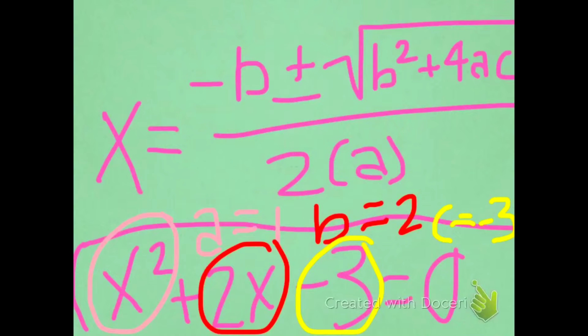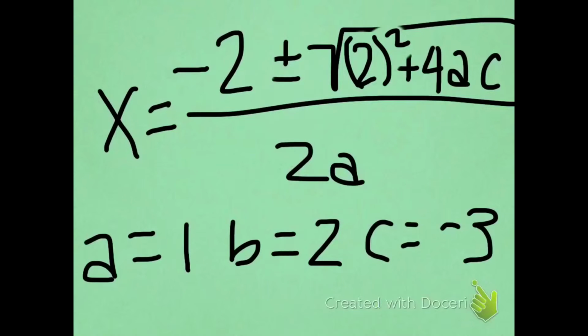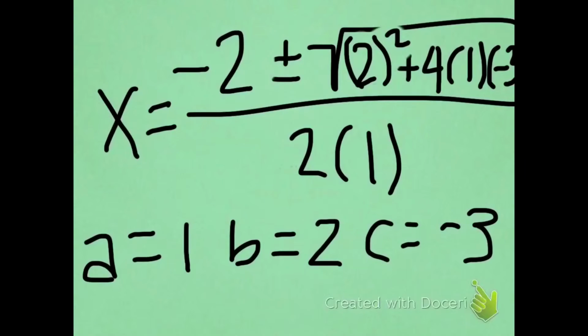Now all that we will have to do is plug our a, b, and c into the equation and solve it. Since a equals 1, b equals 2, and c equals negative 3, I'm just going to plug these numbers into our equation right now. Instead of negative b plus or minus, I am going to change it to negative 2 plus or minus. Instead of b squared, I put 2 squared. Instead of plus 4ac, I put plus 4 times 1 times negative 3. Instead of 2a, I put 2 times 1.